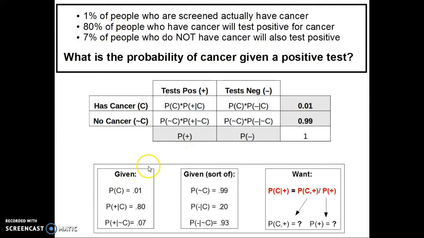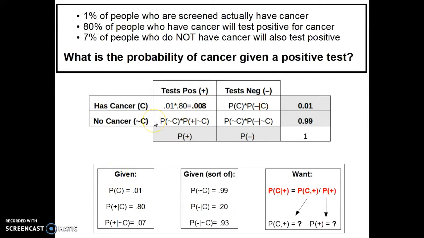What else do we know? Well, we can figure these out, can't we? Because we know this is the probability of having cancer, and we know this is the probability of testing positive given that you have cancer. So that's this times this. Great, so 0.01 times 0.8 is 0.008, or 8 thousandths. That's really 0.8%.